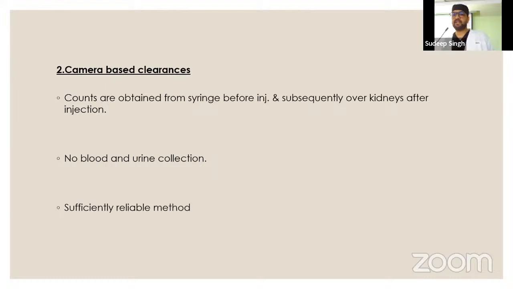Then there are camera-based clearances. The counts are obtained from the syringe before injection and subsequently over the kidneys after the injection. There is no need for urine and blood collection, and it is a sufficiently reliable method.